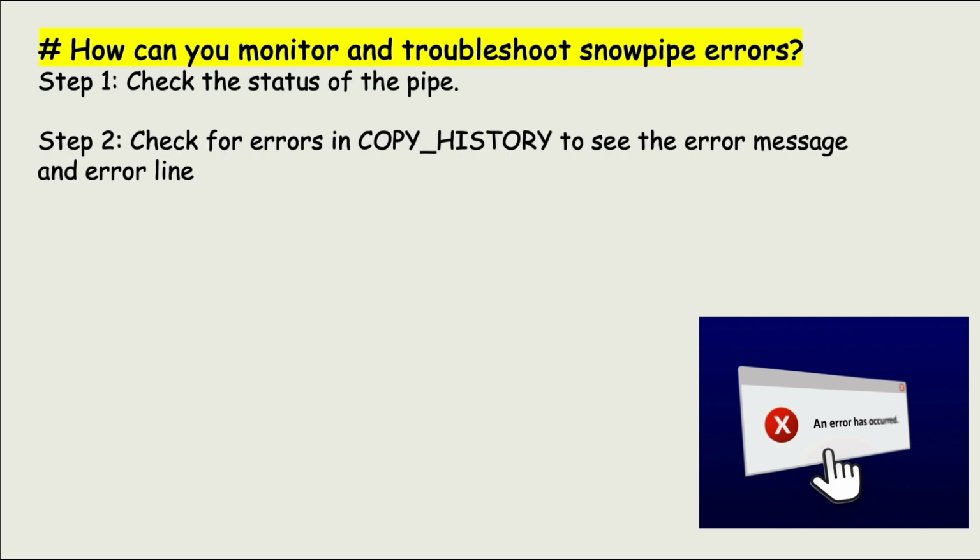For step 2, we need to go to the copy history view. This is because metadata on Snowpipe data load is stored in copy history. If there are any errors in the load, you will see the error message and the line at which the error occurred in this view.